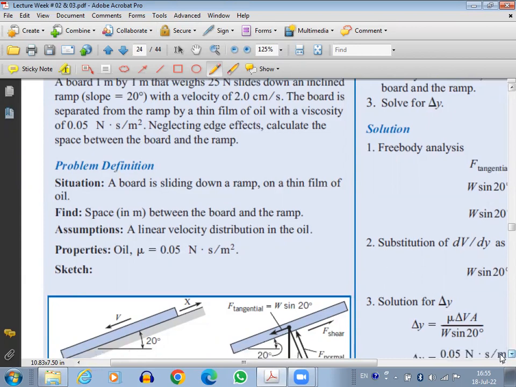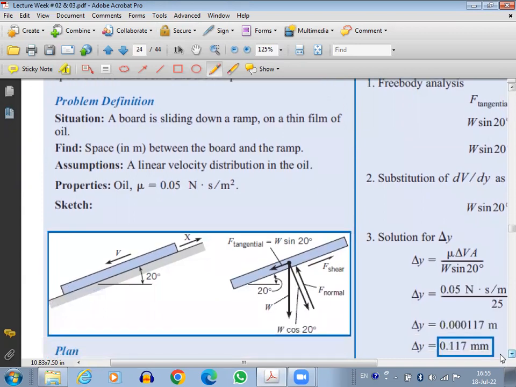So this is the case here. We have a ramp here, where this ramp is an inclined surface, 20 degree, and we have a board on this surface, on this ramp, and the board is sliding down. In between the ramp and the board, there is oil. So you can say that you have an oil coating on the ramp. Because of that oil coating, the board is sliding down.